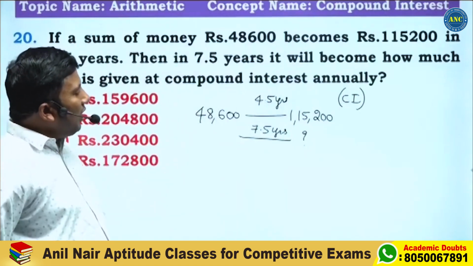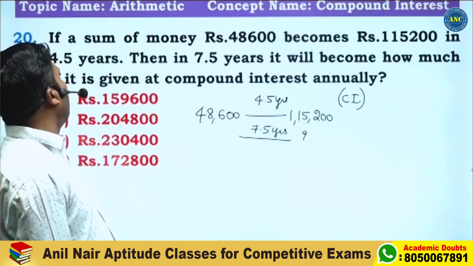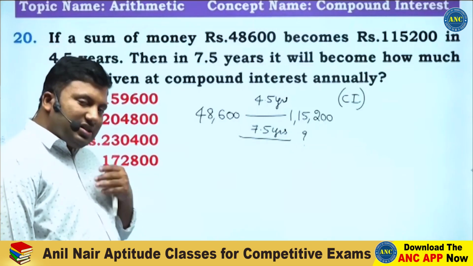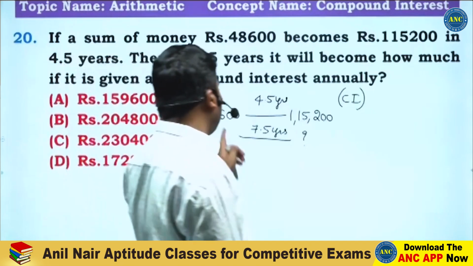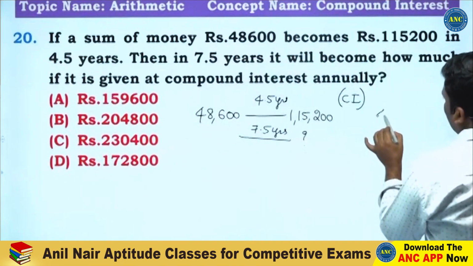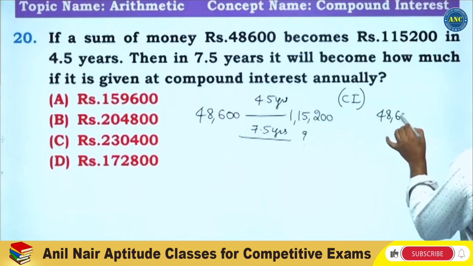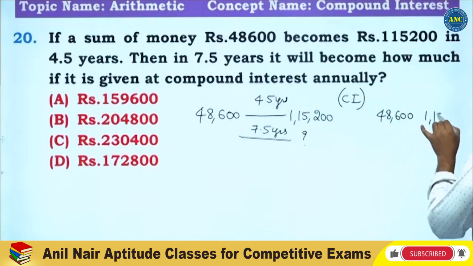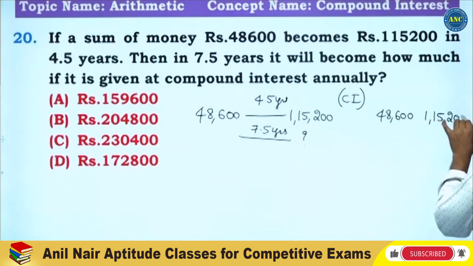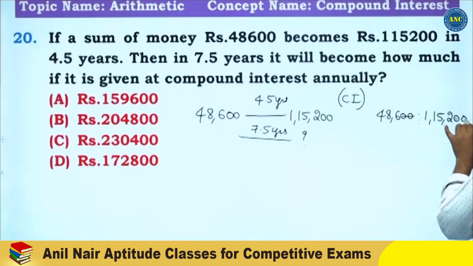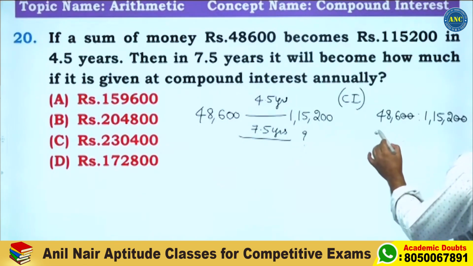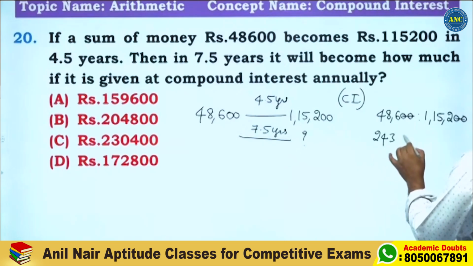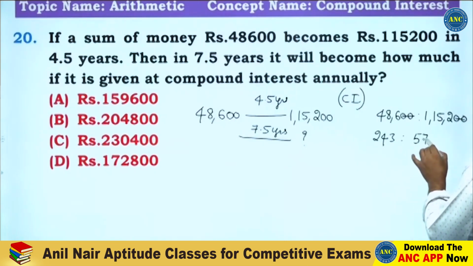48,600 became 1,15,200 in 4.5 years. In 7.5 years, how much will this value become? Very easy question. First, scaling factor. 48,600. Next one is 1,15,200. Cancel the zeros. This is 1152. Let me divide it by 2. 243 and 576.